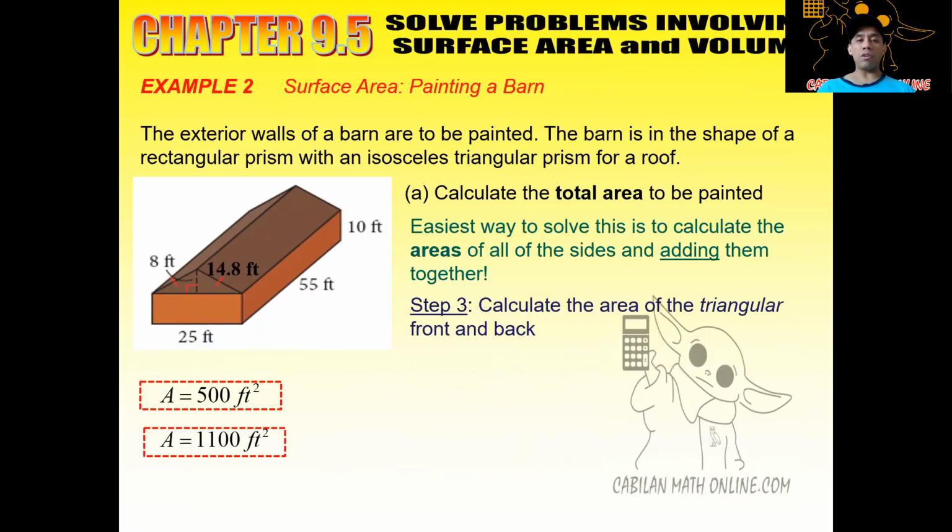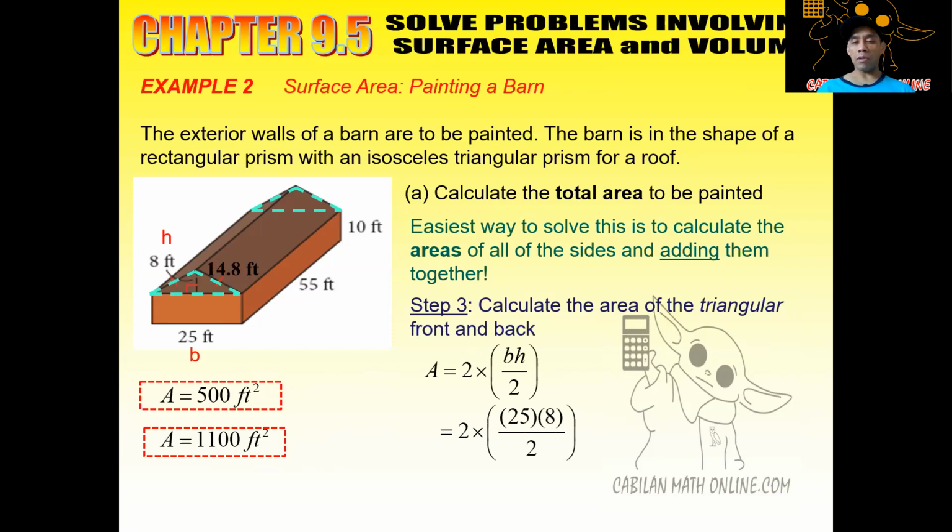The next thing we now need to calculate is the area of the triangular front and back here. All the measurements are there. What we have to do is take the formula for the area of one triangular face, which is base times height divided by 2, and then multiply it by 2 because there's 2 faces. The base here will be 25, and the height again is the vertical height, which in this case is the 8. When we put those numbers in, I'm just going to break this down step by step first, and you can see that the final answer here is 200 square feet.